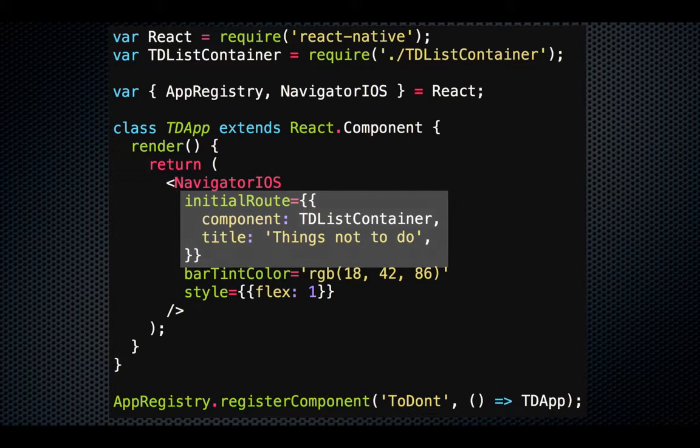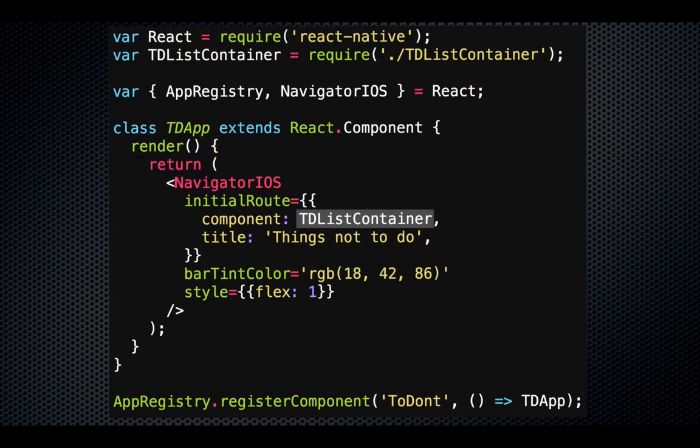Initially, I'm going to get it to display my list container. We'll get to the code for that in a second. I can also set iOS properties directly on that component, so I can set the color of the bar and so on, and all sorts of bits and pieces. However, there's also this property here called style, and even more intriguingly, it's set to flex.